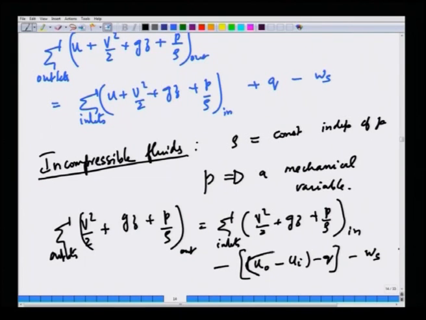Now, because we are setting thermodynamic variables aside from the mechanical variables, okay, we will stop at this point and we will try to give a physical meaning for all these terms in the next lecture of our course.